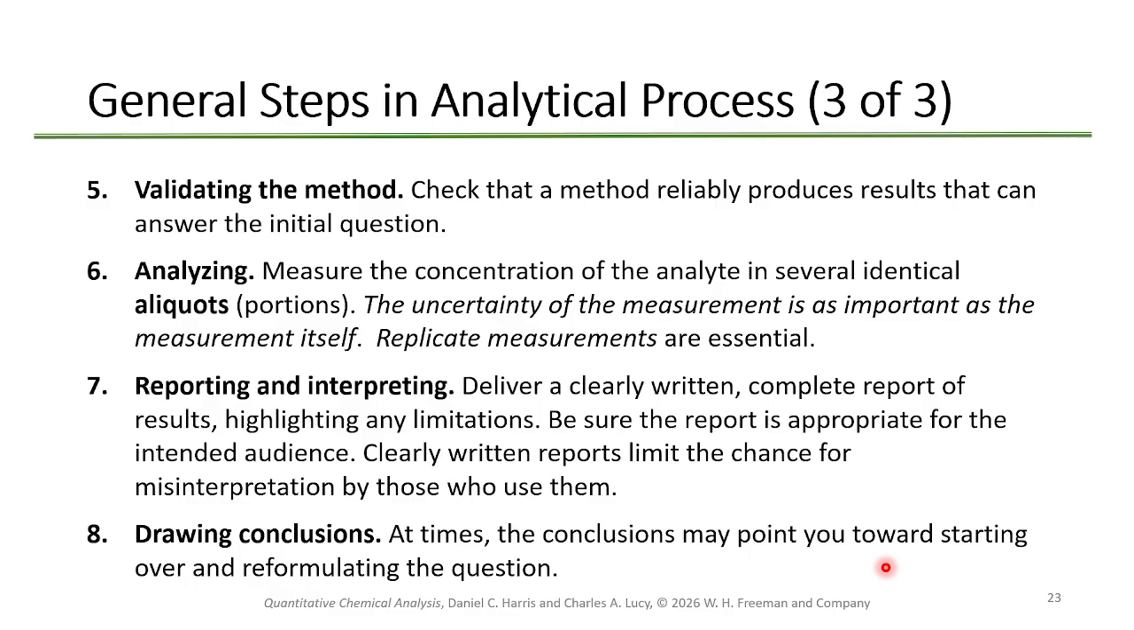All right, so drawing conclusions. At times, your conclusions may point you towards starting over and reformulating your question. Very common. On methods that you've worked out many, many times and are perfectly worked out, you still every now and then may go back because, I'm getting too many false positives. I'm rerunning these, and it's like 1 in 10 tests are giving me false positives. What do we need to do to fix that?